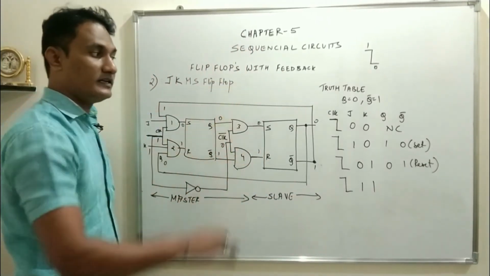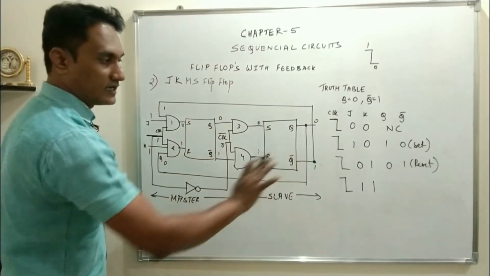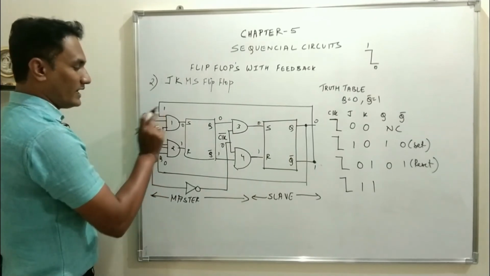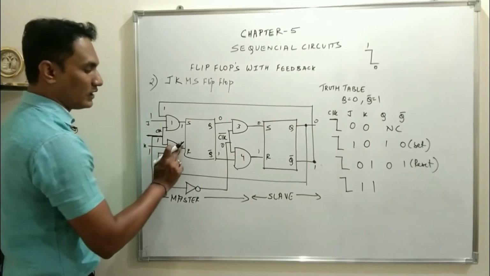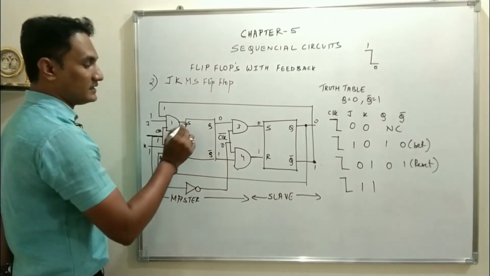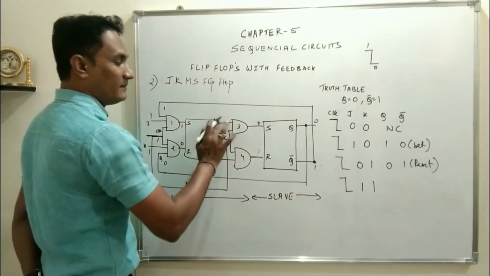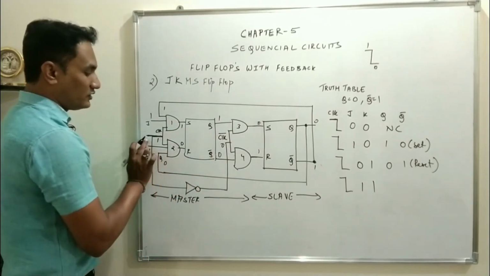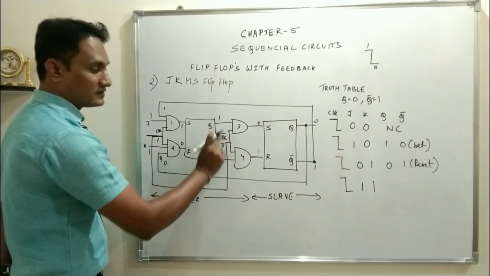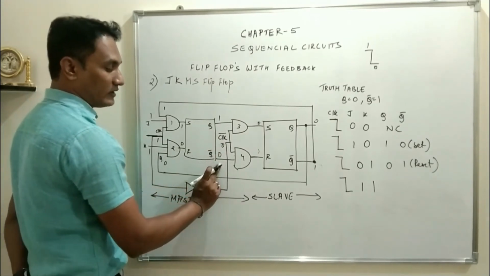Toggle means if it's already reset, it should get set. Let us check if it is set or not. So 1 1 1, the output of the first AND gate will be 1. 1 1 0, the output of the second AND gate will be 0. S1 R0 set, Q becomes 1, Q bar will be 0. So the change in the input has reached up to the first level, master.